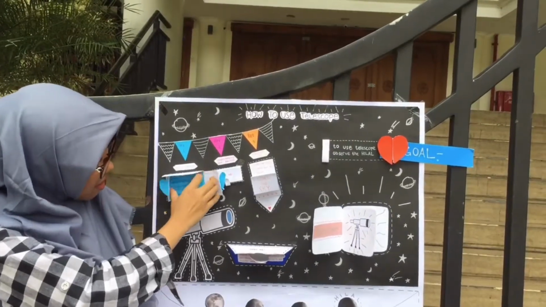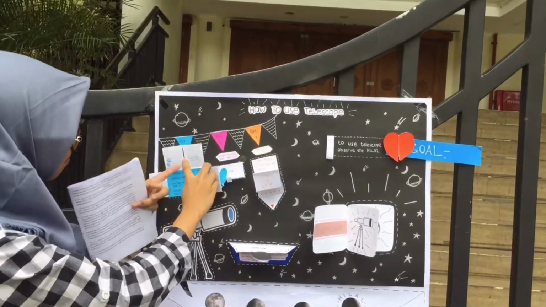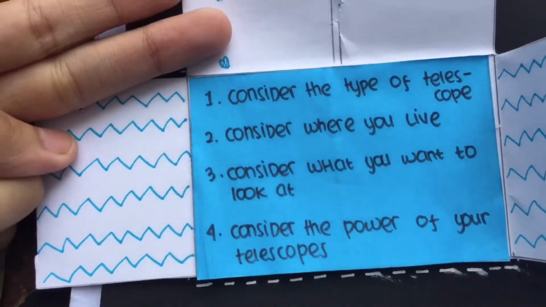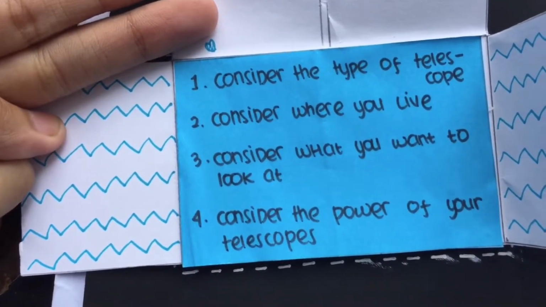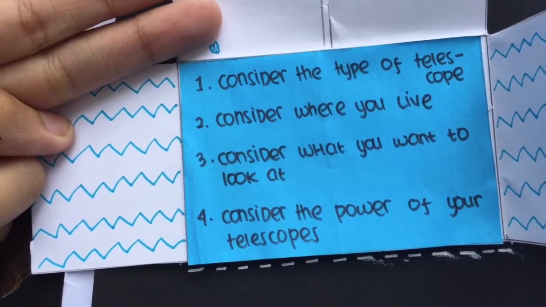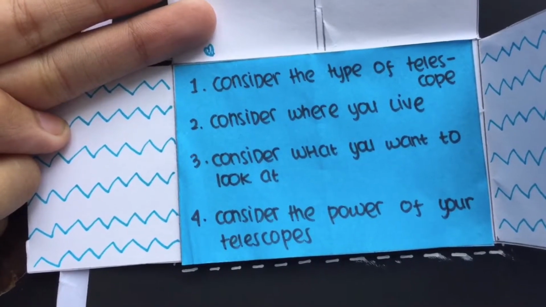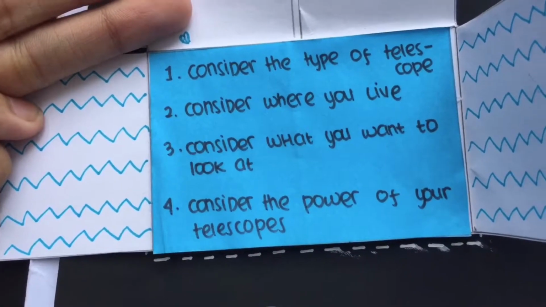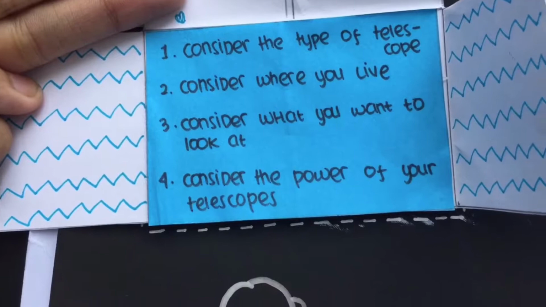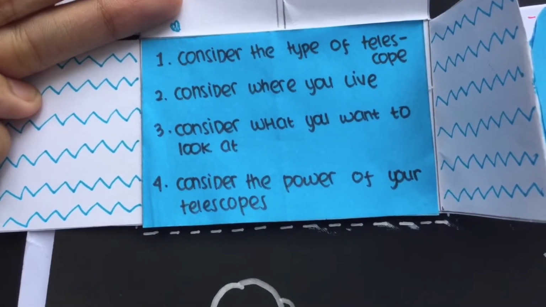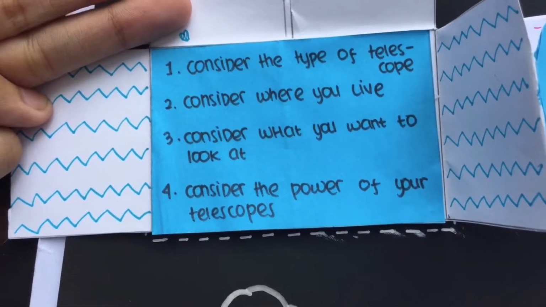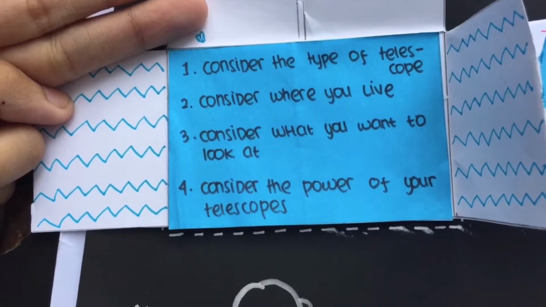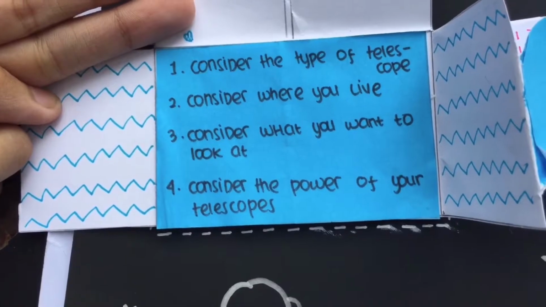First, consider the type of telescope. Different telescopes are better for different types of viewing. There are really only 3 basic telescope types: refractor, reflector, and catadioptric. Which one you choose will be based on what you want to observe, where you are, and so on.